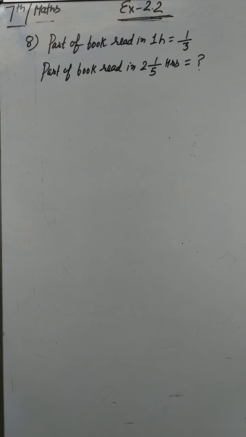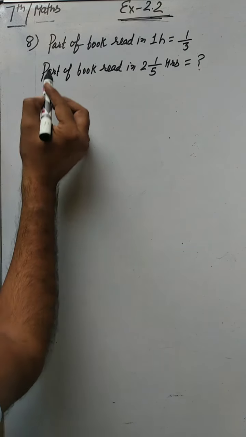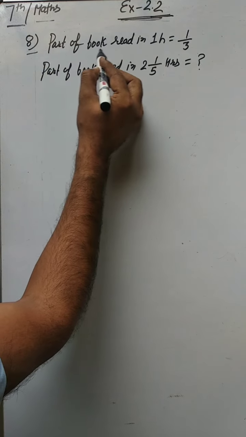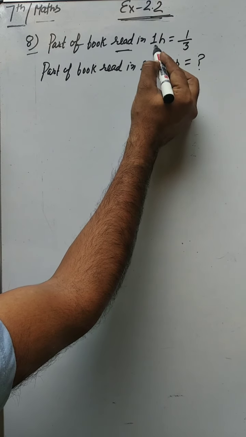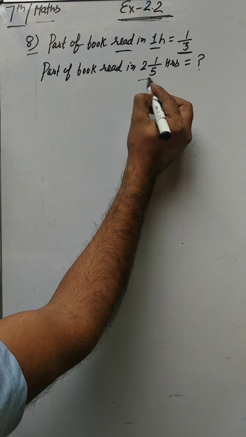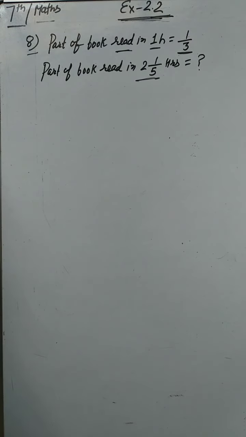Beta, your next question is question 8. Ravish read 1/3 part of a book in 1 hour. Means the part of the book read by Ravish in 1 hour is 1/3. And you have to find how much part of the book he will read in 2 and 1/5 hours.